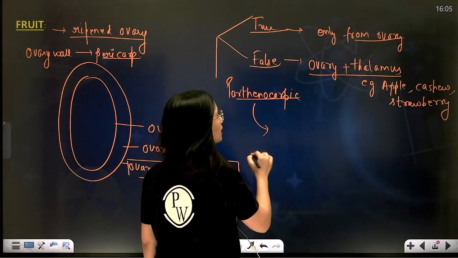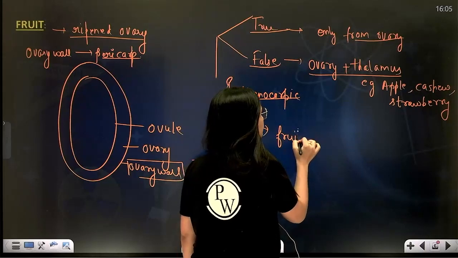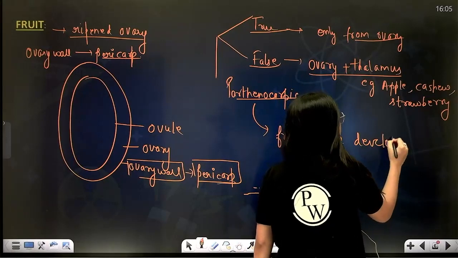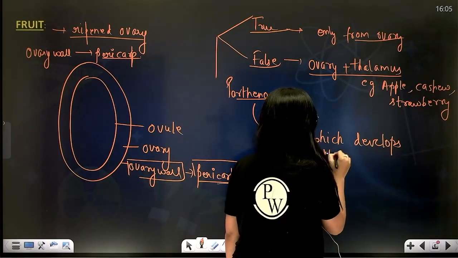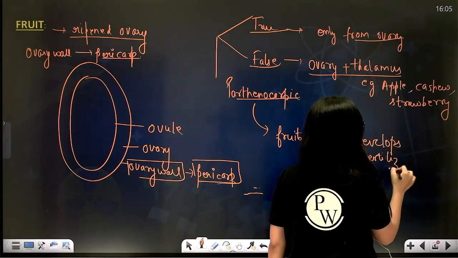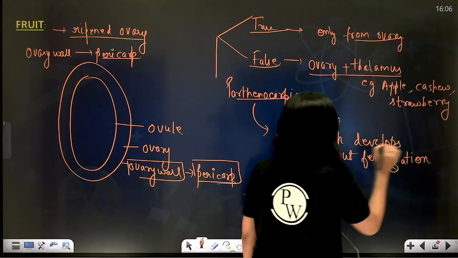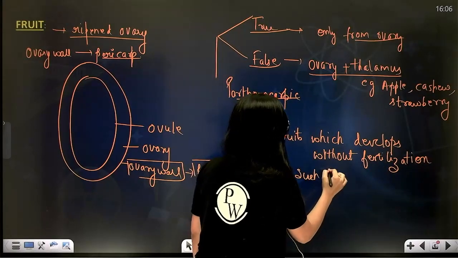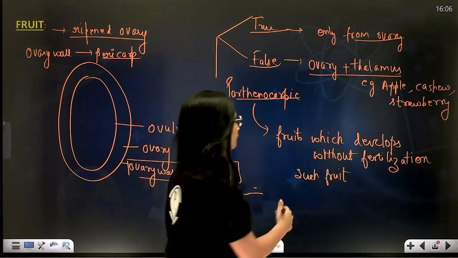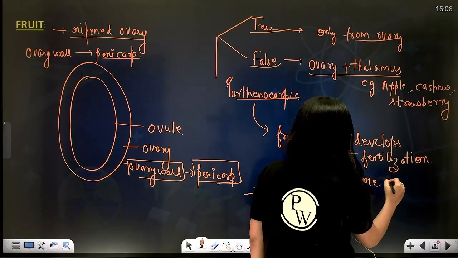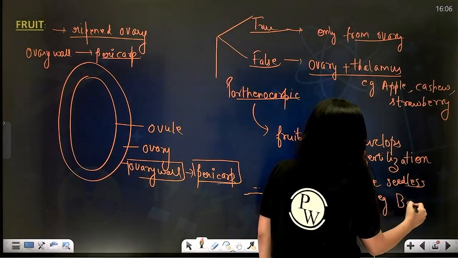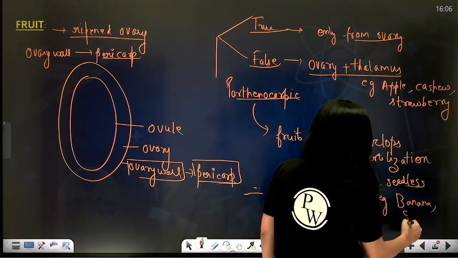So what are parthenocarpic fruits, beta? Fruits which develop without fertilization. Such fruits are seedless, like bananas, grapes, papayas. They are parthenocarpic fruits. Such fruits are seedless, like your banana and papaya. Grapes also.